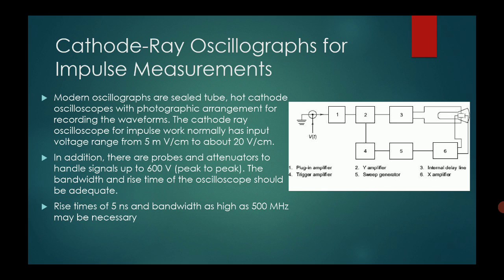The cathode ray oscilloscope for impulse work normally has input voltage that ranges from 5 mV per centimeter to 20 mV per centimeter. In addition to these, there are probes and attenuators to handle the signals up to 600 volt peak to peak.